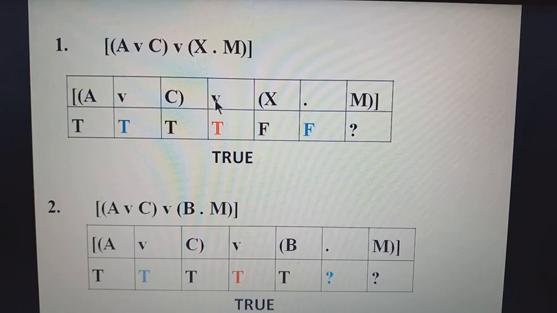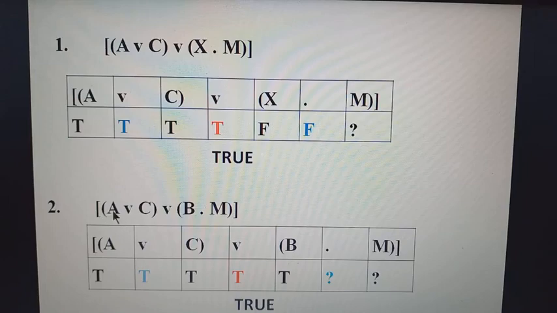This is a disjunction. A disjunction is false when both disjuncts are false. Both disjuncts are not false. For that reason, it is true. So this expression is therefore what? True. Even when we do not know the value of this, we are still able to determine the value of the entire expression.